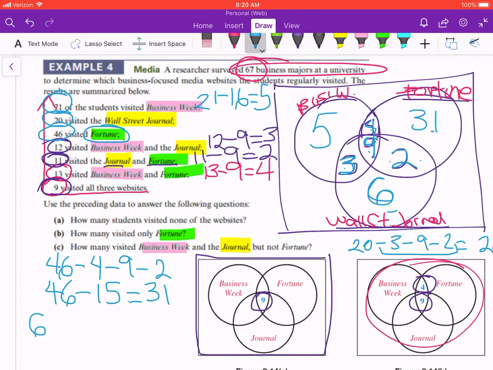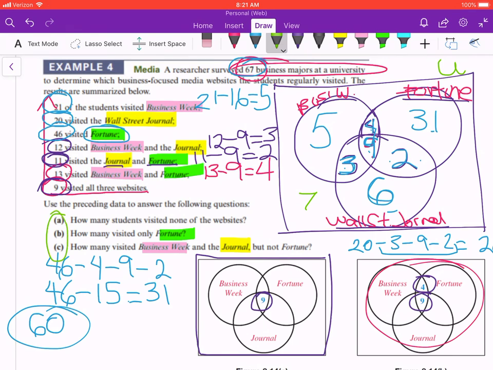Now, if we were to add all the students who visited websites, you will know that only 60 visited websites. So our sample space had a total of 67. So what we could say is that we have another 7 just floating around here in the universe, or the universal set. 7 of them didn't go into any website. So now let's go ahead and answer the questions here.